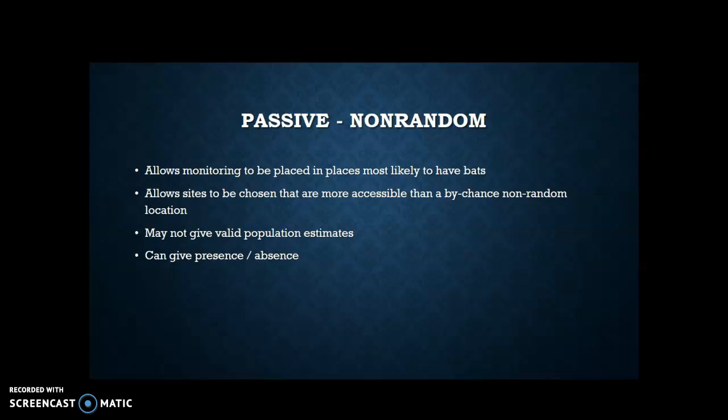It also allows sites to be chosen that are more accessible than those chosen by chance in a random location. It may not give valid population estimates, again, because you're biasing where you're putting your sampling equipment, so you can't extrapolate that out to a larger area. But what it can give for sure is presence-absence data.